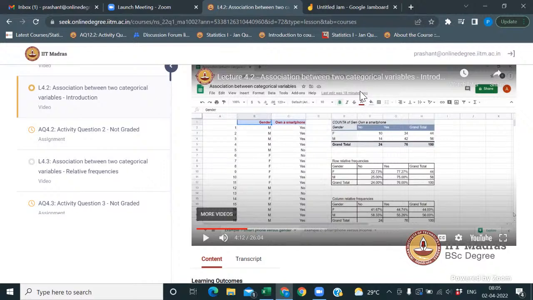Sir, even in the qualifier and also quiz 1 and quiz 2, there was no question on point biserial correlation. So can we expect it or can we skip that one, sir? No, you can expect it. Okay.